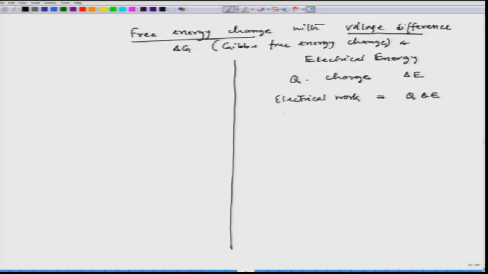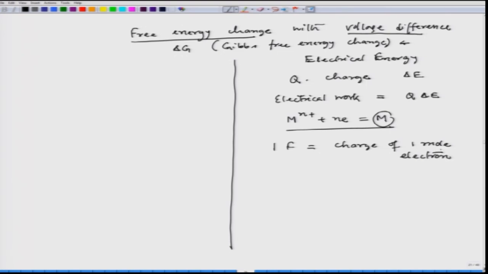Now, if we have some electrochemical reaction going on, let us say M^n+ + ne⁻ → M, this is the reduction reaction. And in this reduction reaction, for 1 mole of metal atom formation from metal ion, we need n electrons to convert 1 M^n+ to M. And we know 1 Faraday is basically the charge of 1 mole of electrons.